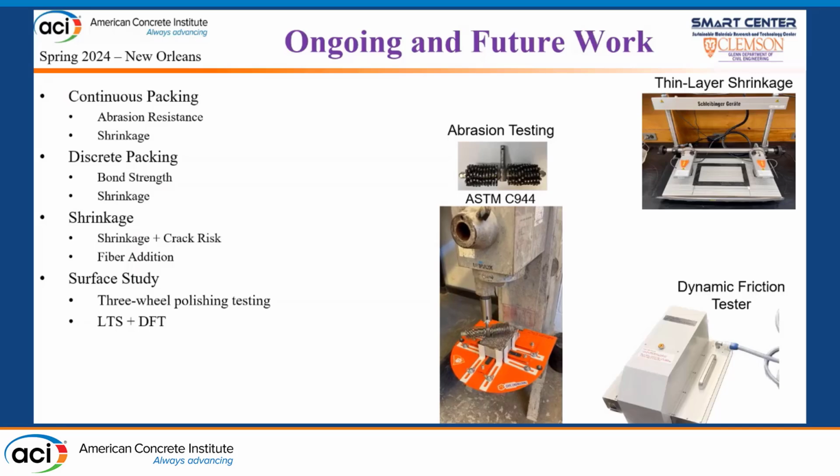Some future work that we're looking at for this project is finally finishing up some continuous packing work on abrasion resistance and shrinkage that's ongoing now, and I'll be testing it next week. We'll be doing some discrete packing work, looking at optimizing that HFST fraction, doing a lot of work on bond strength and shrinkage. We're doing some additional shrinkage testing at the early stages using the thin layer apparatus to look at the crack risk and also optimize fiber additions to decrease that cracking potential.